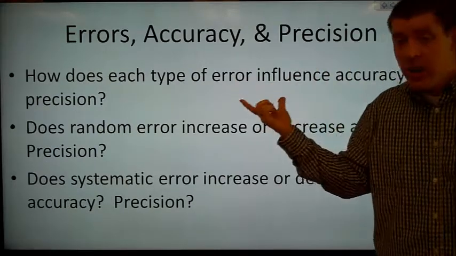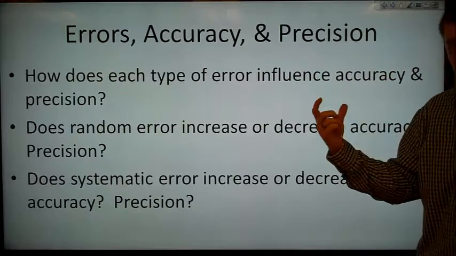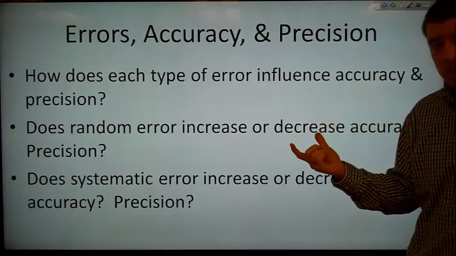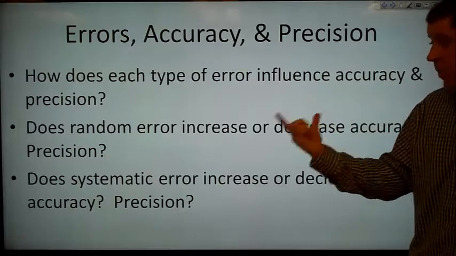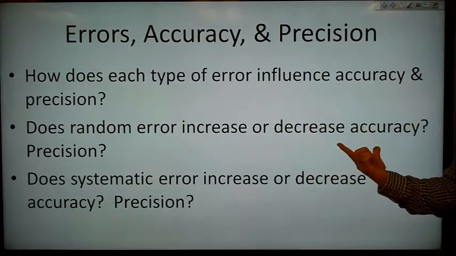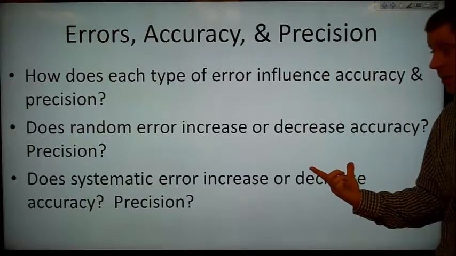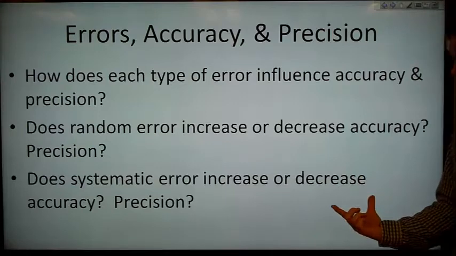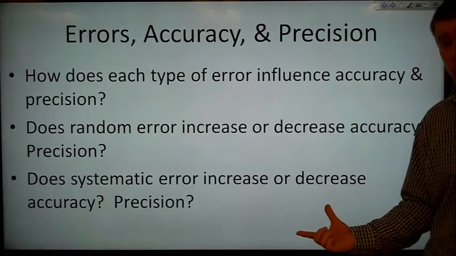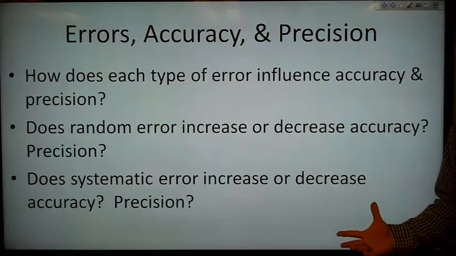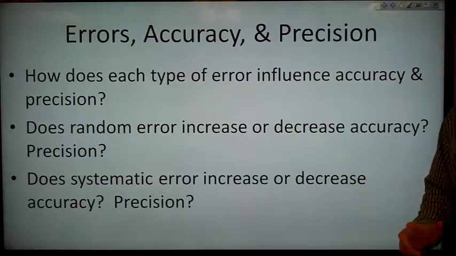So how does each type of error, systematic or random, influence accuracy and precision? Does random error increase or decrease accuracy? Does it decrease or increase precision? Does systematic error increase or decrease accuracy or precision? So I'd like you to pause the video and think about these questions and try to come up with what you think the answer is.